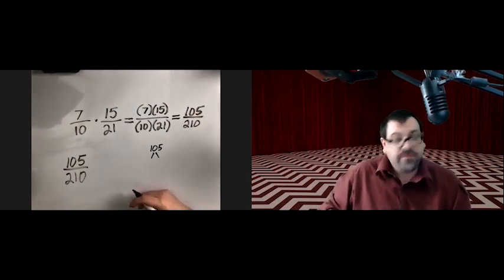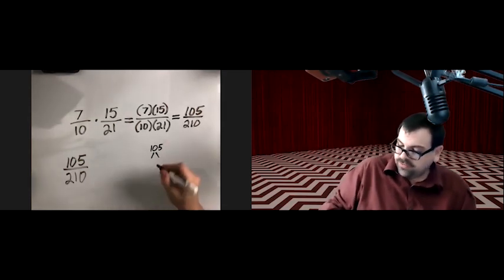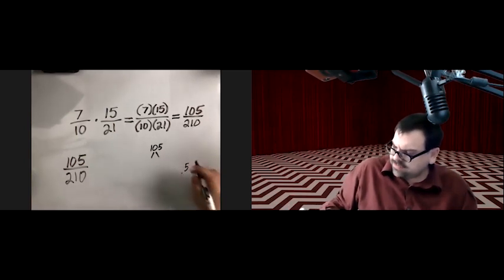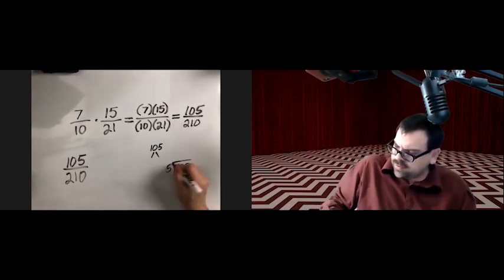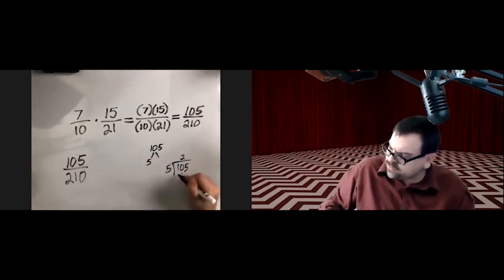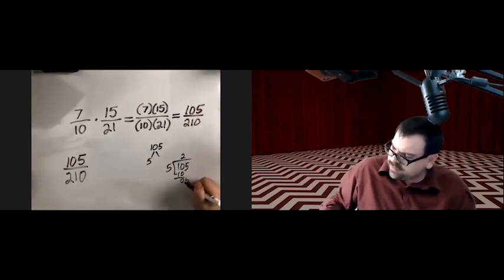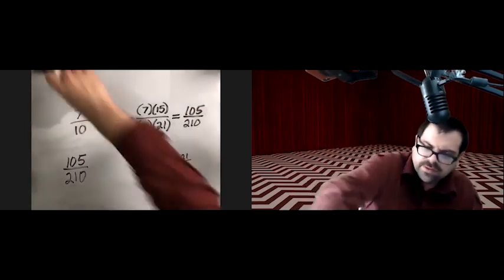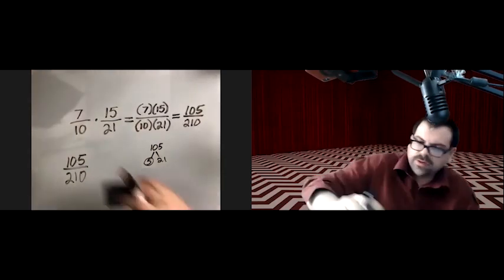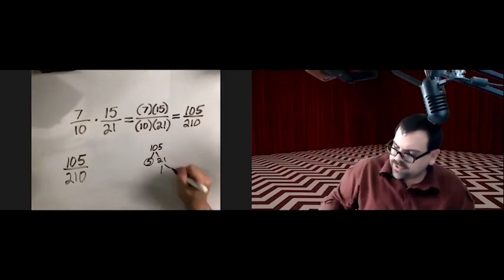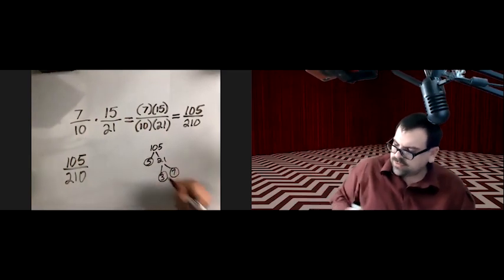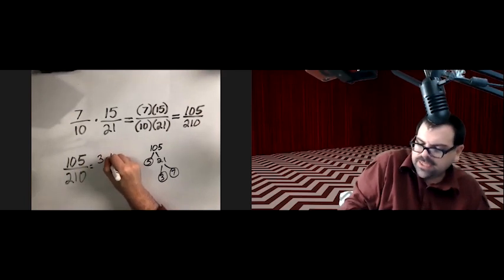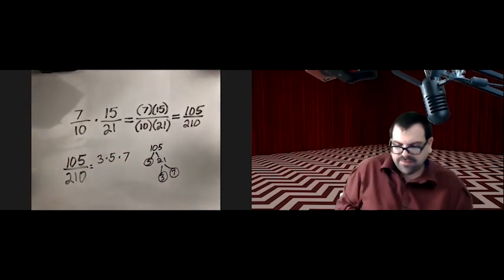Factor trees to get prime factorizations. So 105, I know we just did this, but it was 5 times what? 5 times 21. 5 is a prime factor. 21 is 3 times 7. Those are both prime factors. So 105 is 3 times 5 times 7.